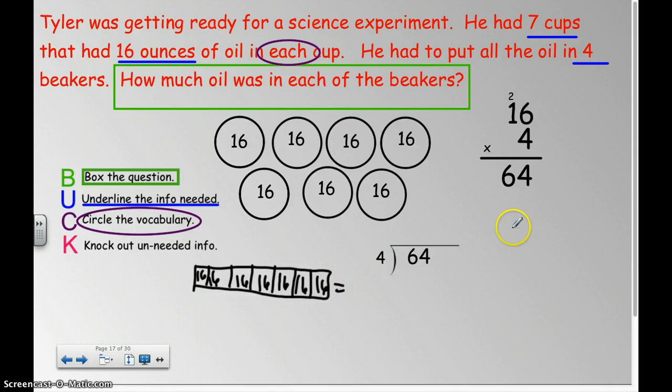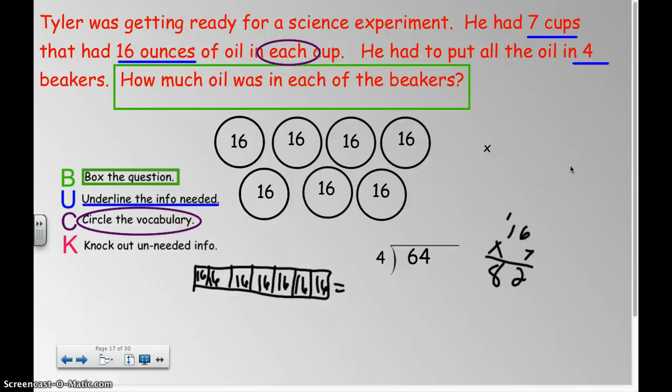That means multiplication. So I'm going to do the 7 cups that have 16 ounces of oil in each cup. So I'm going to do 16 times the 7. That's going to equal 82. Sorry, I'm going to delete all of this off the slide. So that equals 82. I like to label mine, so I'm going to say that this is 82 ounces. So I have 82 ounces.